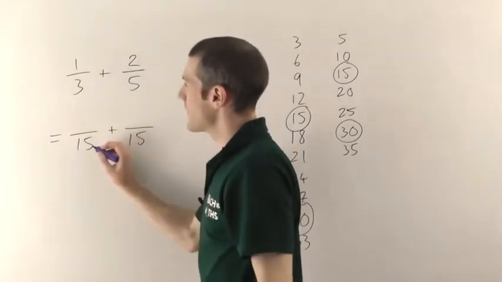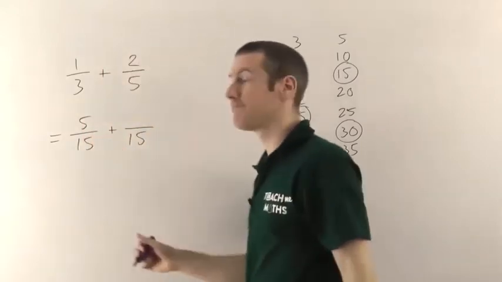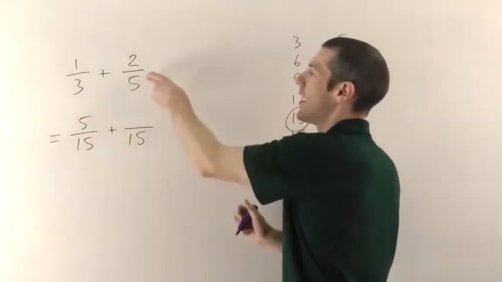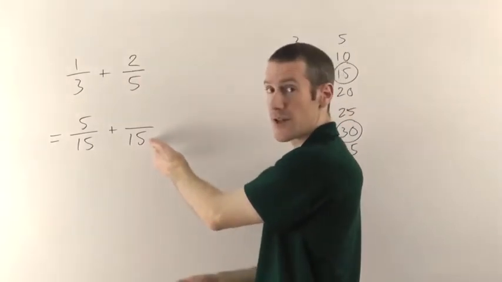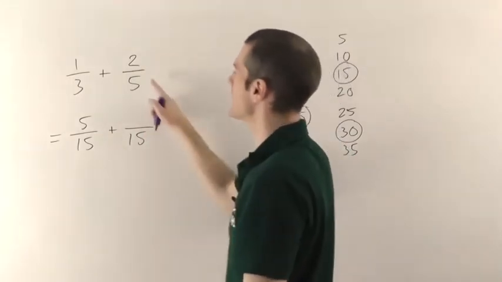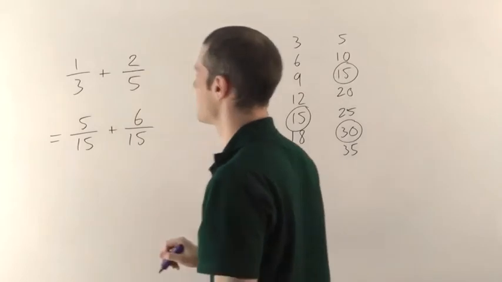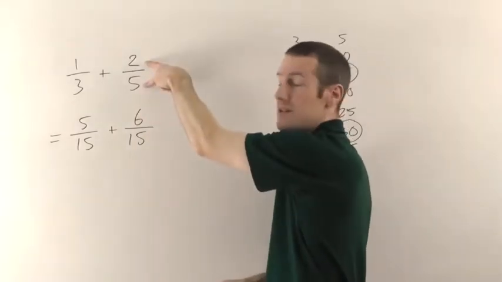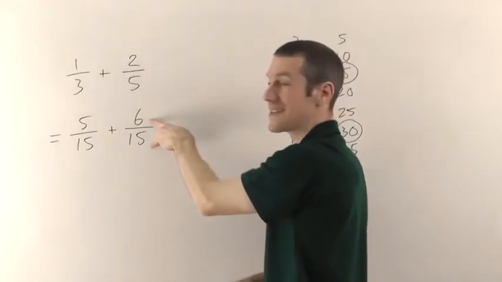So 3 5s make 15, and 1 times 5 would just give me 5. Here, I'm having to times the bottom, the 5, by 3 in order to get 15. So I must times the top by 3 as well. So 5 times 3 is 15, 2 times 3 is 6. So I've timesed the top and the bottom of this by 3, so 2/5 is the same as 6/15.